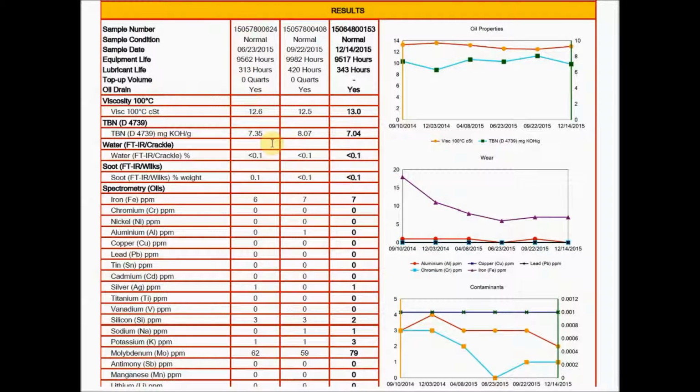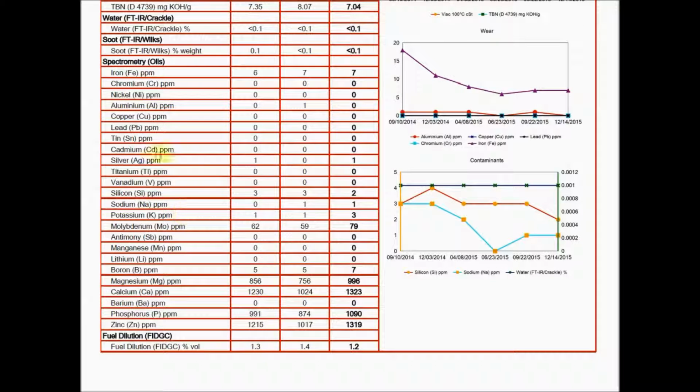Viscosity and TBN are the key components we look at when considering extended drain intervals. Assuming that wear metals, fuel dilution, and contaminants are all within norms, oil drain intervals can be increased as long as the viscosity stays within grade and the TBN does not fall below minimum levels. Water and soot are both considered contaminants and should be at minimum levels.